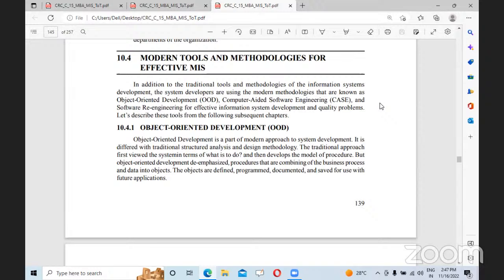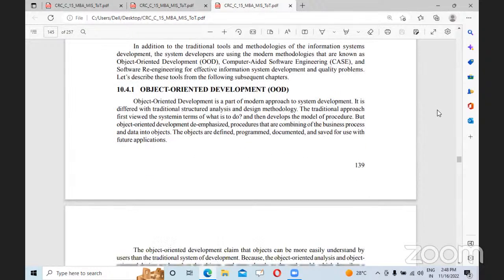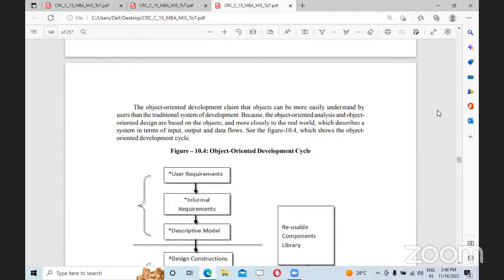and design methodology. The traditional approach first viewed the system in terms of what is to be done and then develops the model of procedure, but object-oriented development de-emphasizes procedures, combining the business process and data into objects. The objects are defined, programmed, documented, and saved for use with future applications.